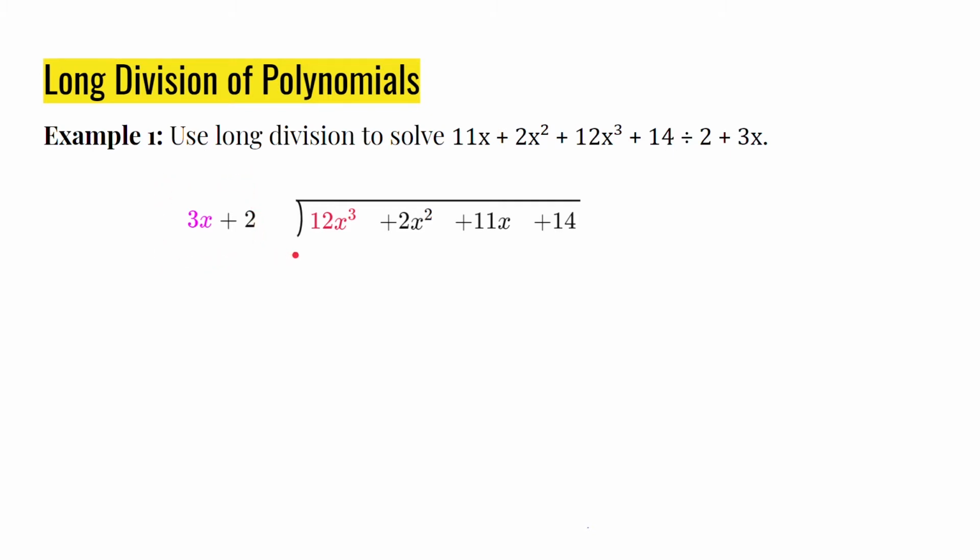So now we can focus on the first terms of the dividend and the divisor, and then determine the quotient when these terms are divided. Here, the first term of the dividend is 12x cubed, and the first term of the divisor is 3x. So since 12x cubed divided by 3x is 4x squared, this becomes the first term of the quotient. Multiply 4x squared by 3x and write the answer below the dividend. Make sure that you line up like terms.